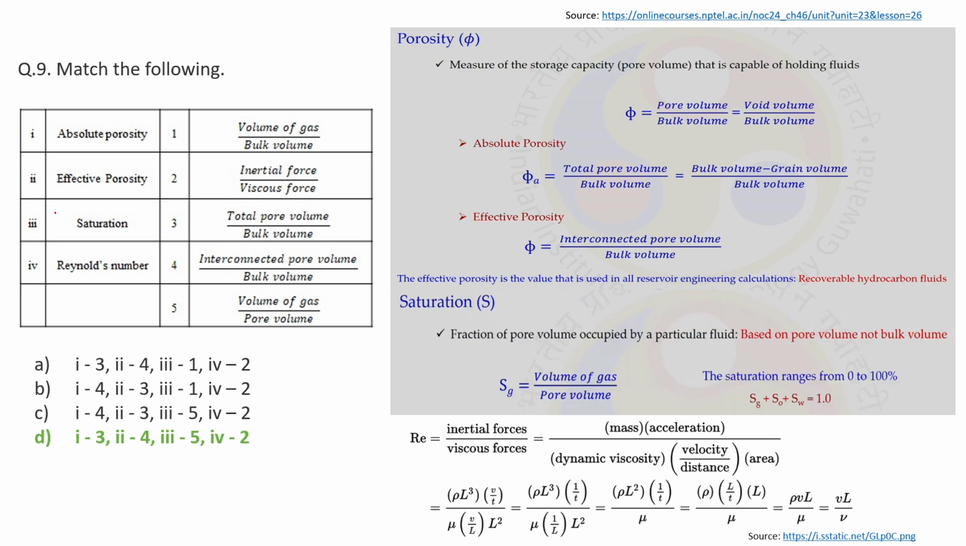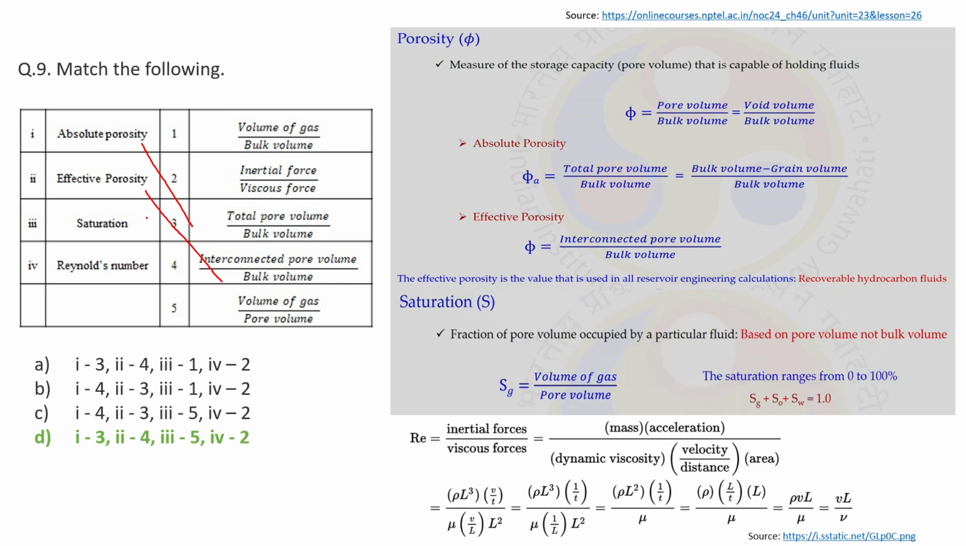So if we match it here, absolute porosity is total pore volume by bulk volume. So that will be option 3. And effective porosity is interconnected pore volume by bulk volume. So that will be option 4.